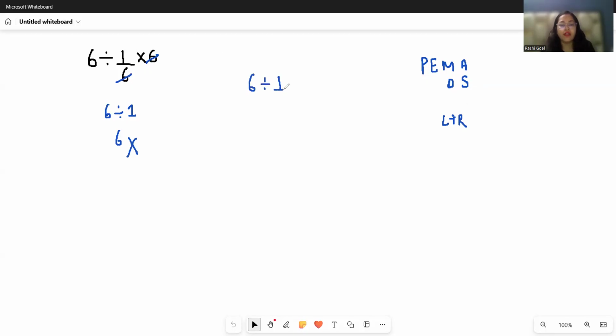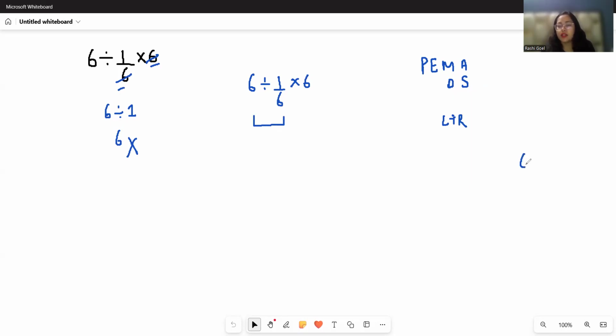So 6 divided by 1 by 6 times 6. So here is division and multiplication. As we discussed, multiplication and division have the same priority, but we have to solve it from left to right. So we can't cancel out earlier, like 6 with 6, because there is a division sign first. So we have to solve this part first. So 6 divided by 1 by 6.